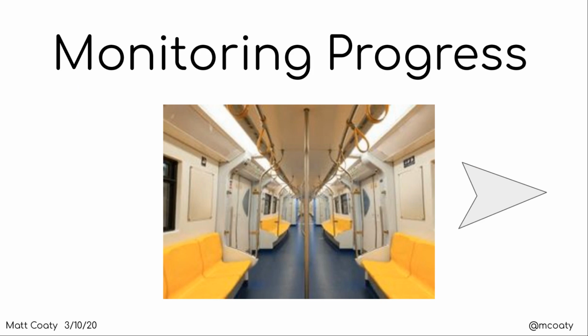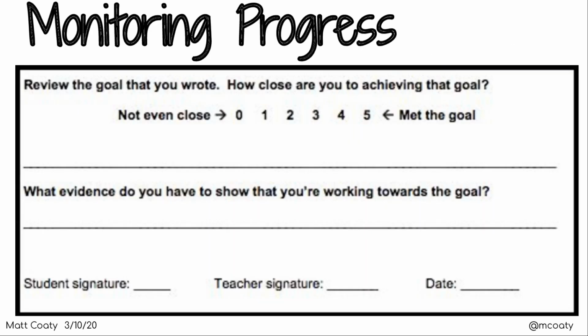So then, once we make the goal and we have a solid understanding of the goal, we monitor progress. So this is the second sheet after the preview. This is possibly a couple weeks later. We review the goal. How close are you to achieving that goal? So not even close, or we met the goal. And then what evidence do you have?